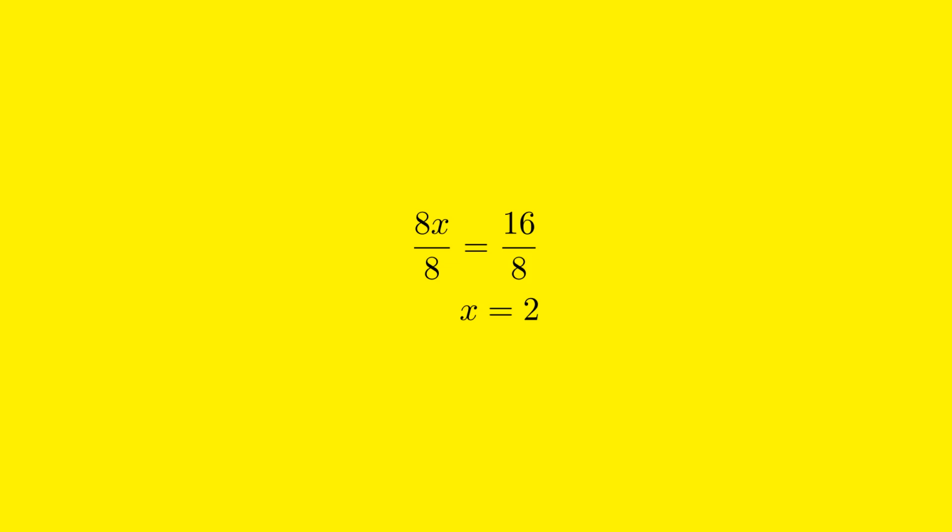On the left side, we have 8x divided by 8, which simplifies to x. On the right side, we have 16 divided by 8, which equals 2. Now, our equation is x equals 2. By performing this division, we have isolated x and found that x equals 2. This is our final step in the solution. Therefore, the value of x is 2.